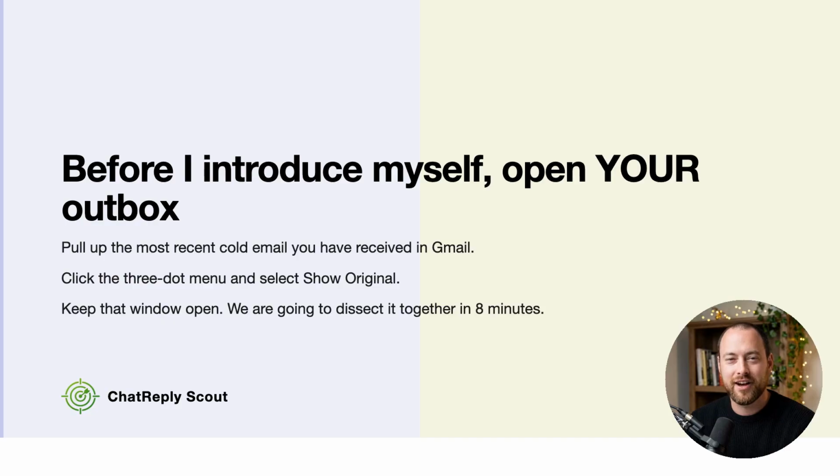Before I dig in, a quick exercise. Open Gmail in a second tab. Pull up the most recent cold email you have received. Click the 3 dot menu in the upper right of the message and select Show Original. Keep that window open. We are going to dissect those exact headers together in 5 minutes.